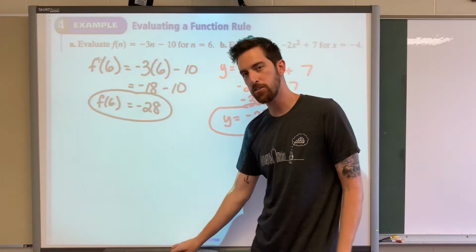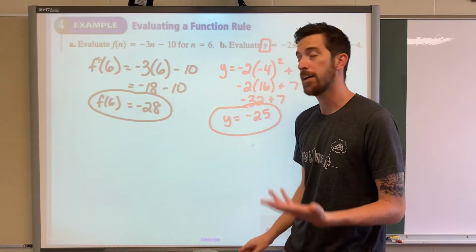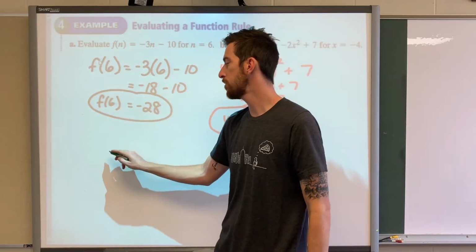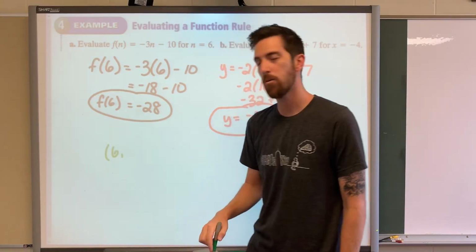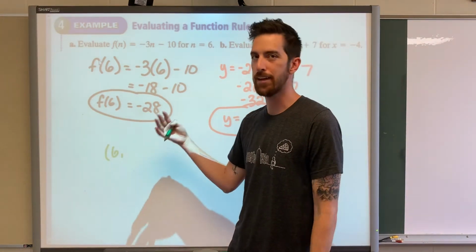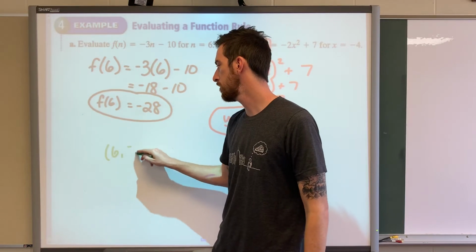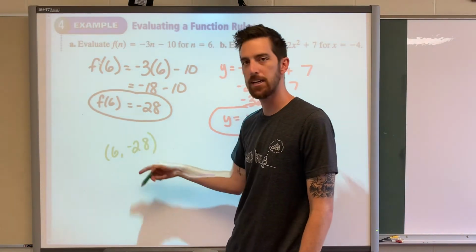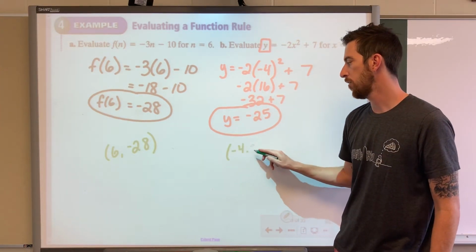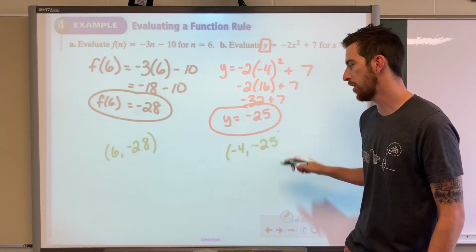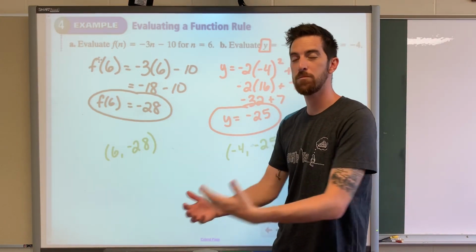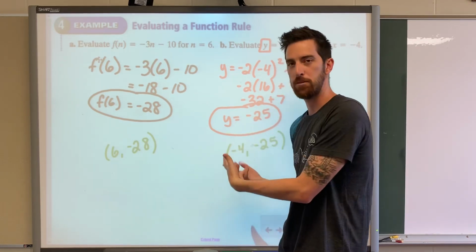Now eventually we are going to turn these into coordinates. Now the x-coordinate is what we put in, our input. So like in this case we put in 6. And then our y-coordinate would be what we get out of that once we solve it. So that would be like our answer. So this coordinate would be 6 and negative 28. This one we put in negative 4, and we got out negative 25. Our answer was negative 25. They're not asking us for that yet, but we're going to be graphing these soon, and these are going to become coordinates.